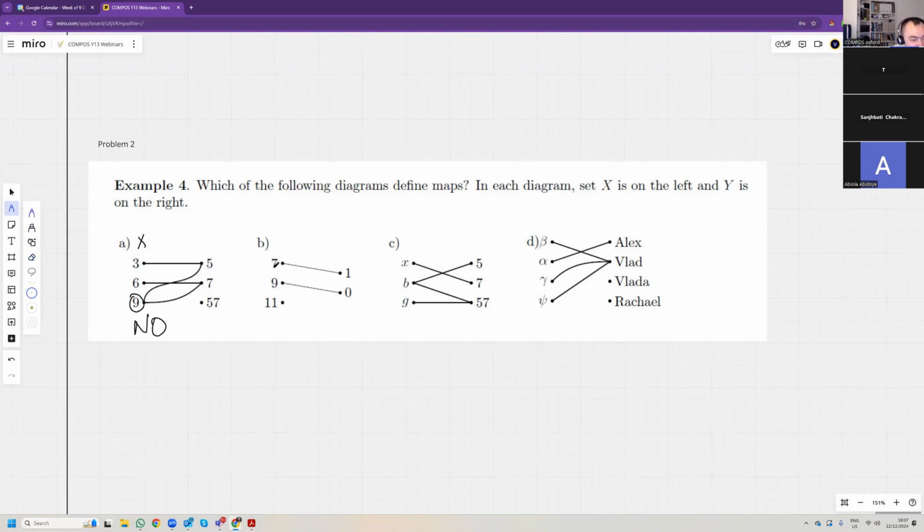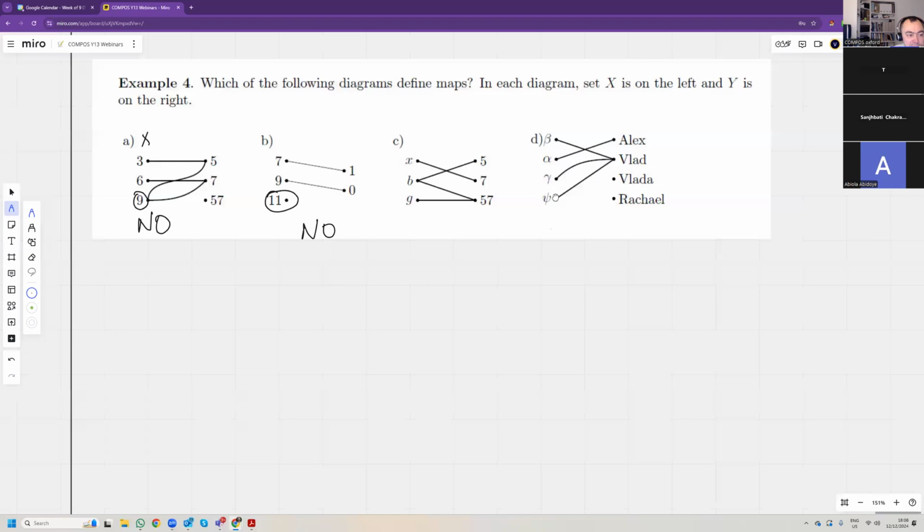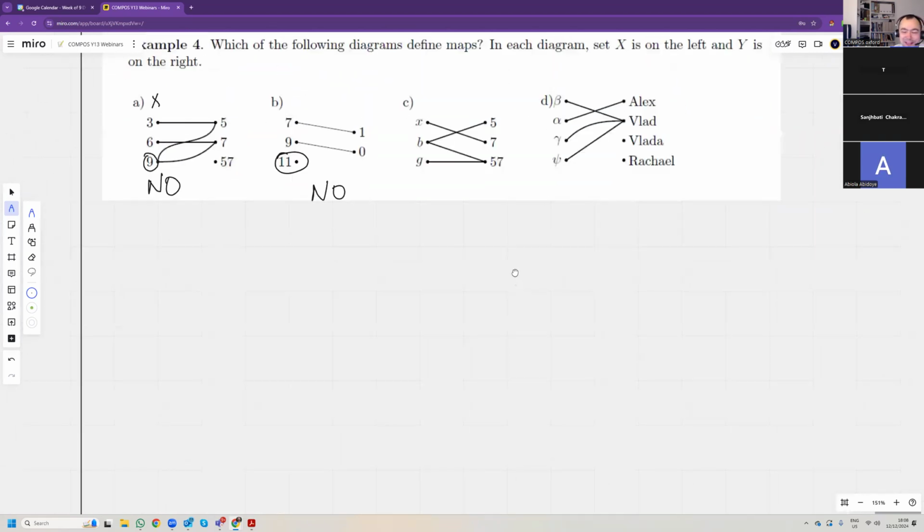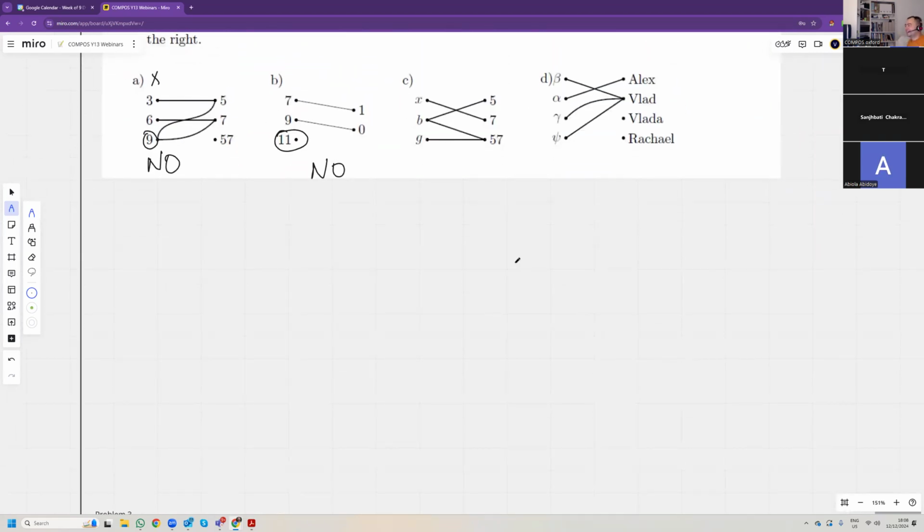Now, for the second one, this is not a mapping because the number 11 does not have a corresponding value in the Y set. No, a function doesn't have to be continuous. For example, there are examples of functions which are discontinuous at every single point. Let's talk about this because I think we'll have some time.